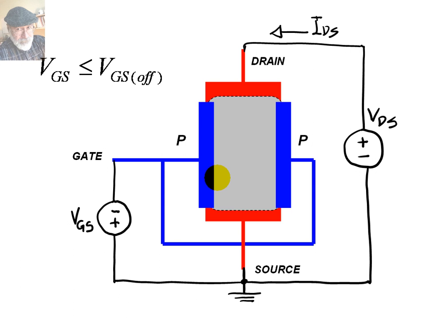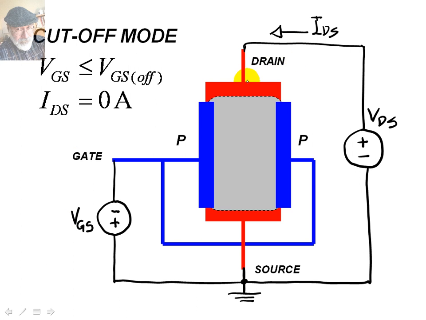We say that the device is in cutoff because the current between the drain and the source is 0 amps. That is the specification for such a device in cutoff mode. Make sure that the voltage VGS is less than or equal to VGS off. With that polarity, the current IDS will be 0 and the device will be in cutoff mode.